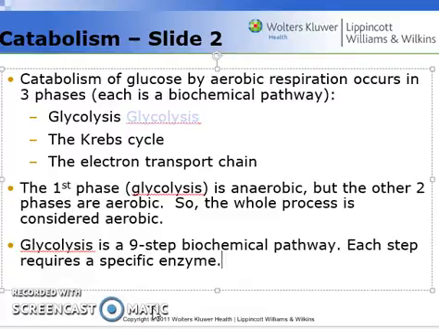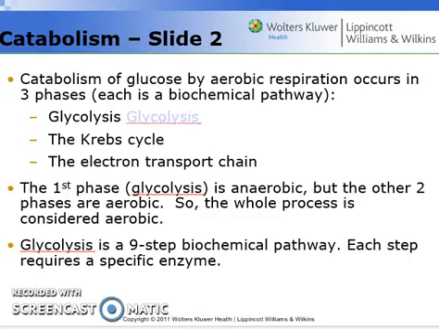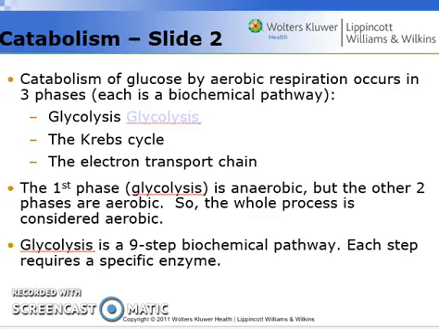So glycolysis we walked through when I showed you this diagram here. This is a 9-step biochemical pathway, and none of these particular processes in breaking down the glucose molecule can occur without the presence of a specific enzyme being involved.